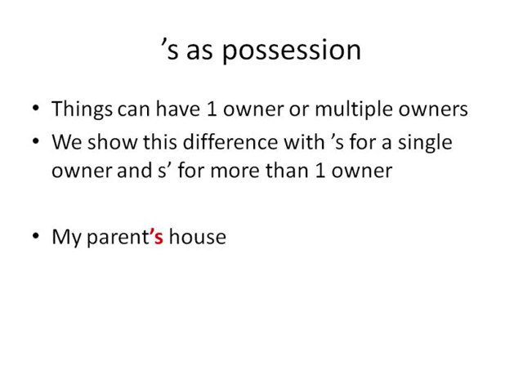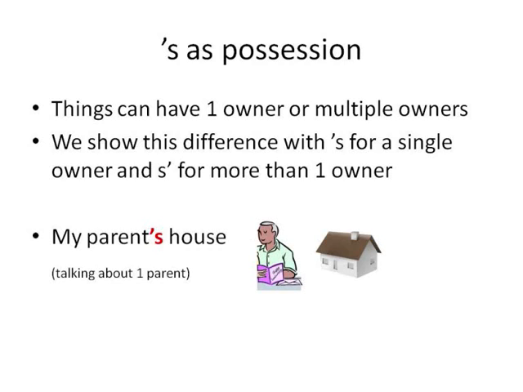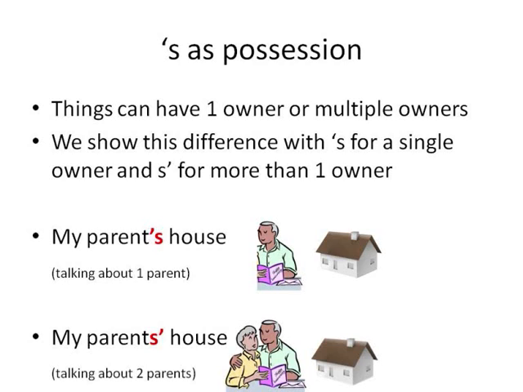My parent's house. That means I'm talking about one parent, the house of my parent. And to show a single owner, we put apostrophe S after the owner, my parent's house. In the second example, my parents' house, we have S apostrophe. So it shows that we're talking about two parents or more than one parent. The house of my parents. One house, two parents.